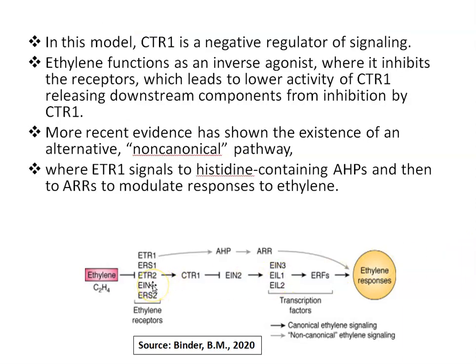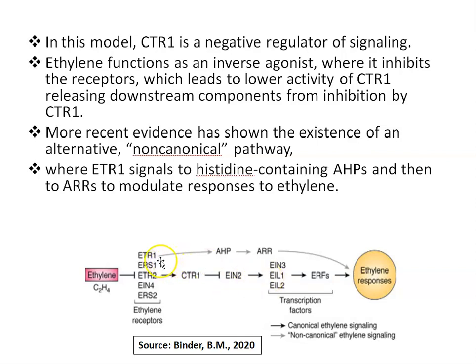Now, in this model, CTR1 is a negative regulator of signaling, right? Ethylene functions here as an inverse agonist, where it inhibits the receptors, which leads to lower activity of CTR1, releasing downstream components from inhibition by CTR1, right? Now, more recent evidence has shown the existence of an alternative non-canonical pathway, right?